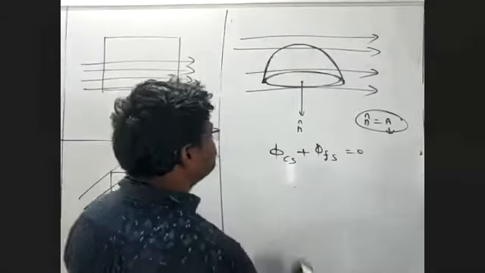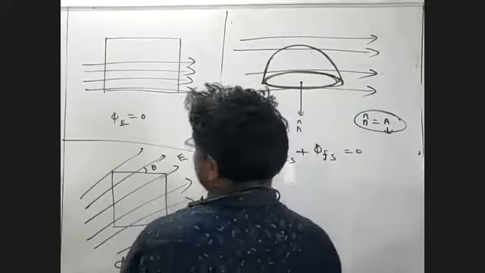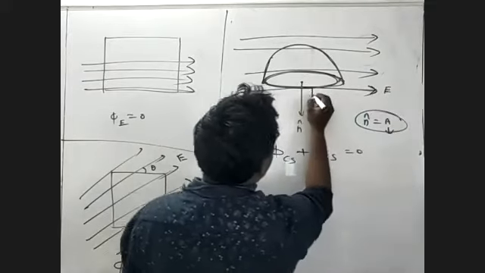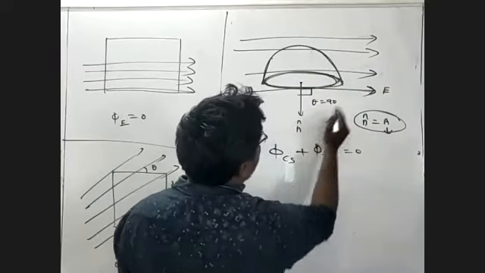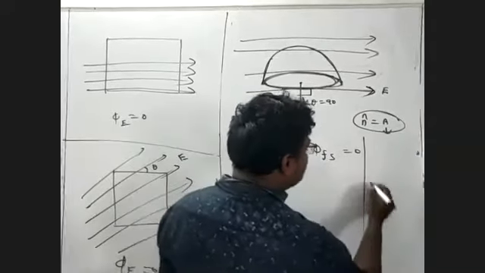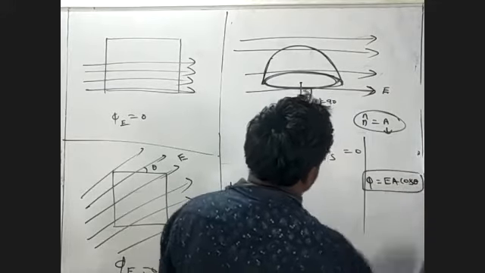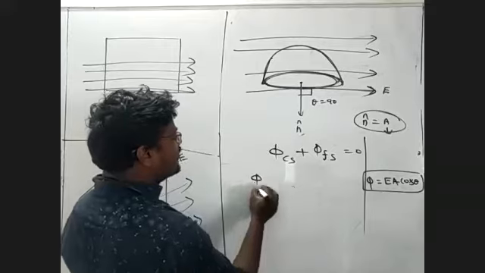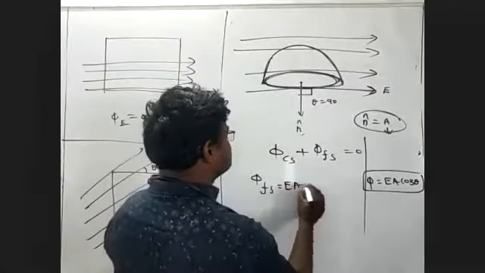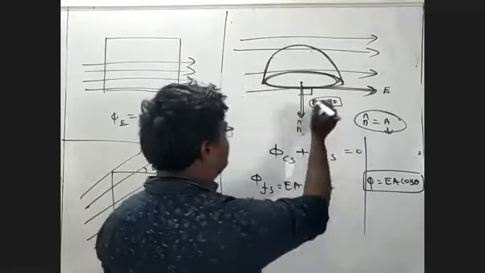Okay, now we want to find out, first, the flat surface. What is the angle between E bar and N bar? Theta is equal to 90 degrees. The general formula is phi equals EA cos theta. Now we calculate the flat surface: EA cos theta. What is the angle between E bar and N cap?